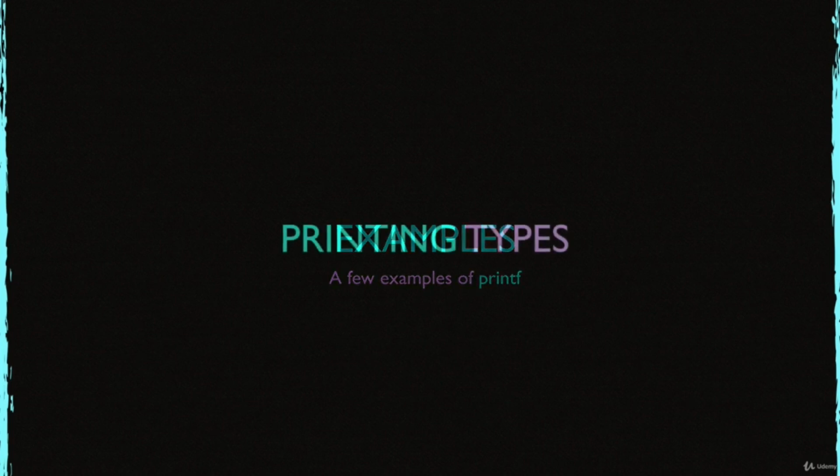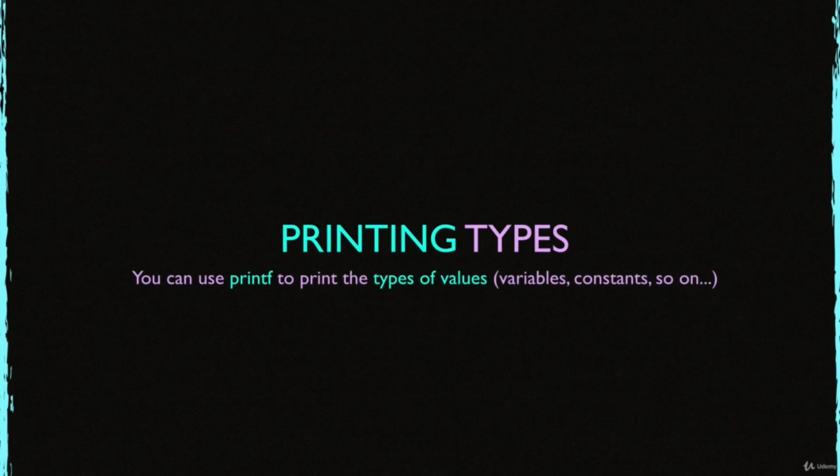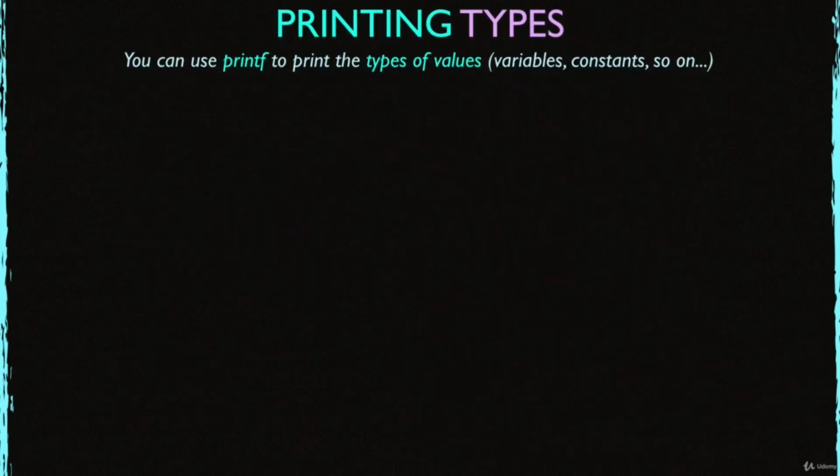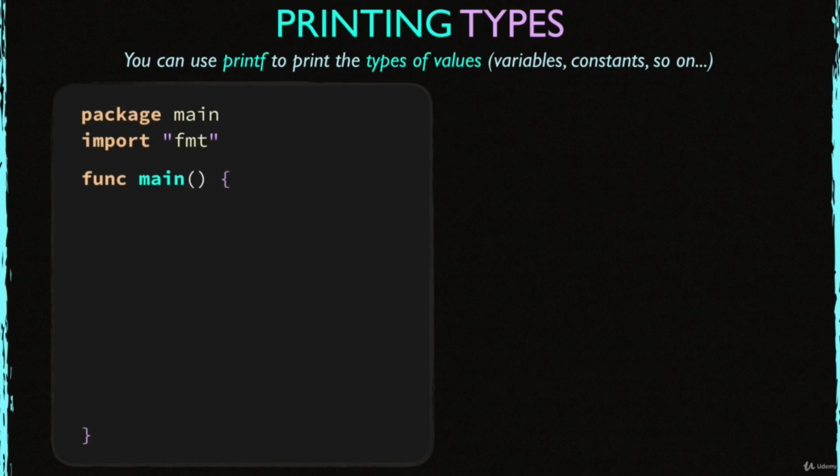Welcome to this coding lecture. In this lecture, I'm going to show you a few examples about printf. Okay, let's get started. Now I'm going to show you how you can print the types of variables using printf. By the way, you're not limited to variables only. Printf can also print the type of any value, whether it's a variable or not. First, let me show you an example here. Then I'm going to open my code editor for further examples.